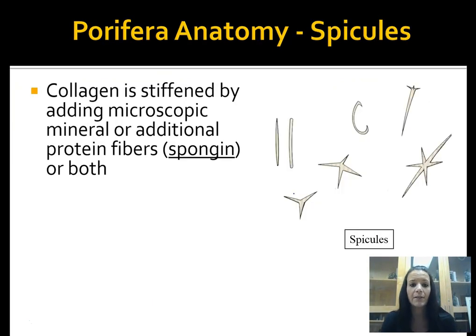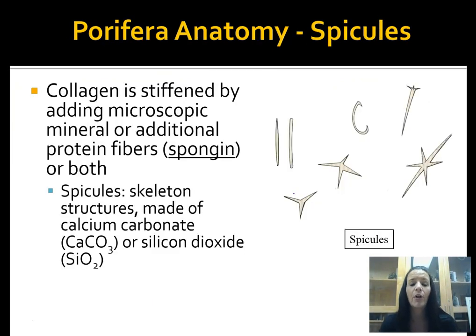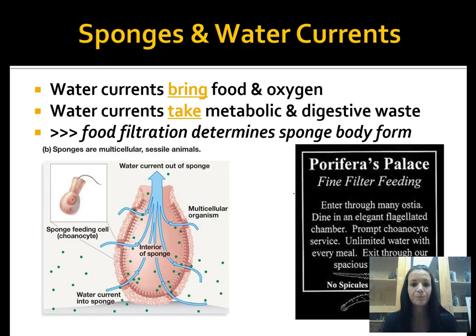So here's a look at spicules in general. The collagen is stiffened when spicules are added, and they're usually a mineral or a protein, or they can be a combination of both. The spongin itself will have that, but the spicules are going to be skeleton-like structures, and they're made of calcium carbonate or silicon dioxide. So they're going to be harder, and they're going to give that sponge more structure and support.